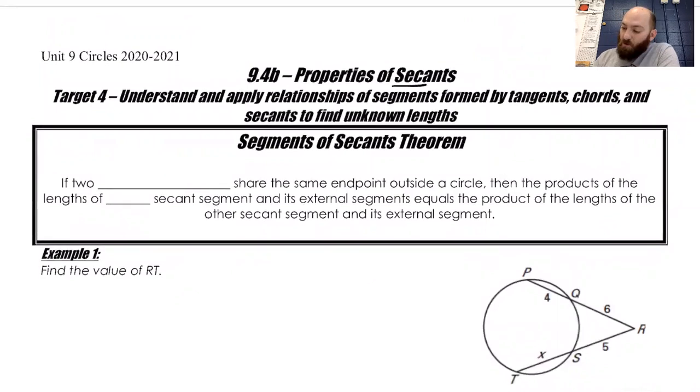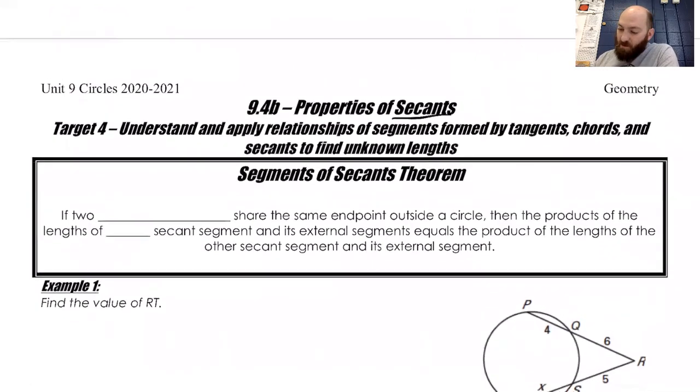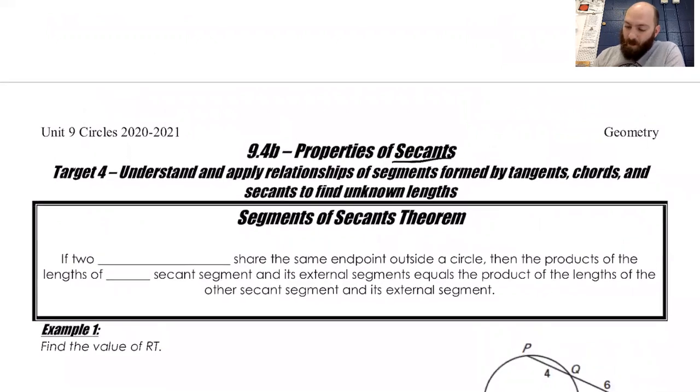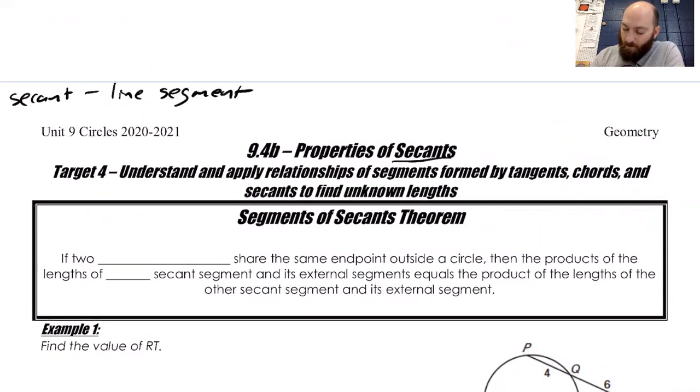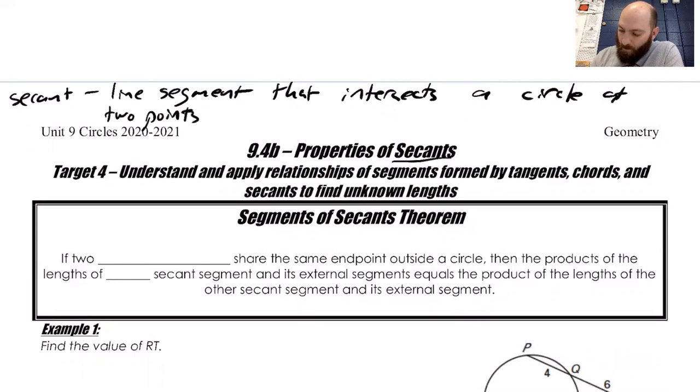So this is a new term as well. Let's define a secant. A secant is a line segment that intersects a circle at 2 points, but extends outside the circle.